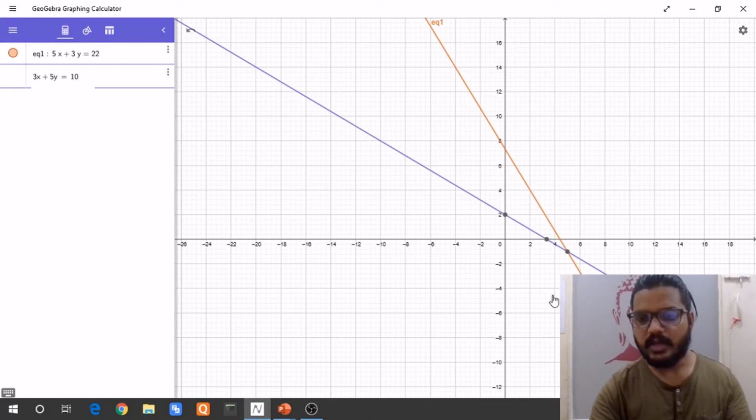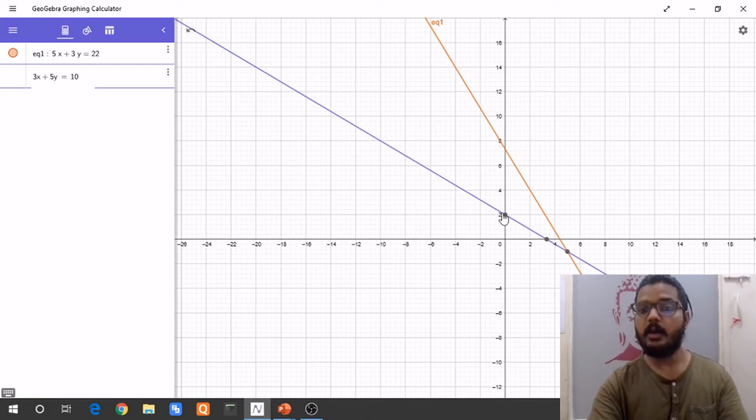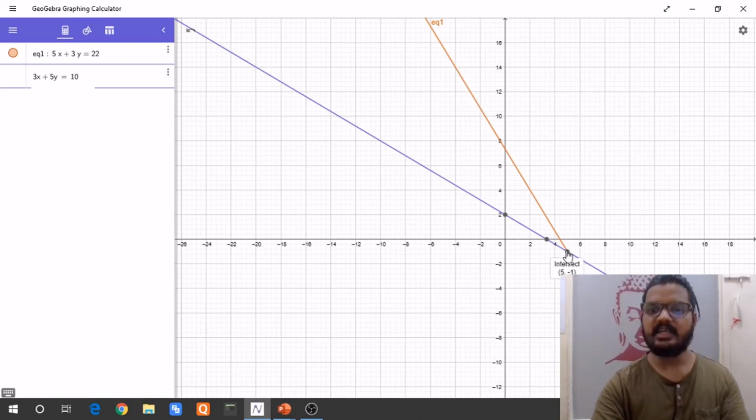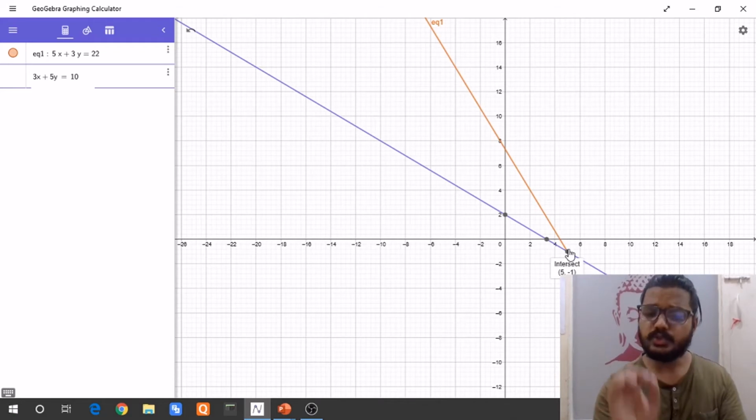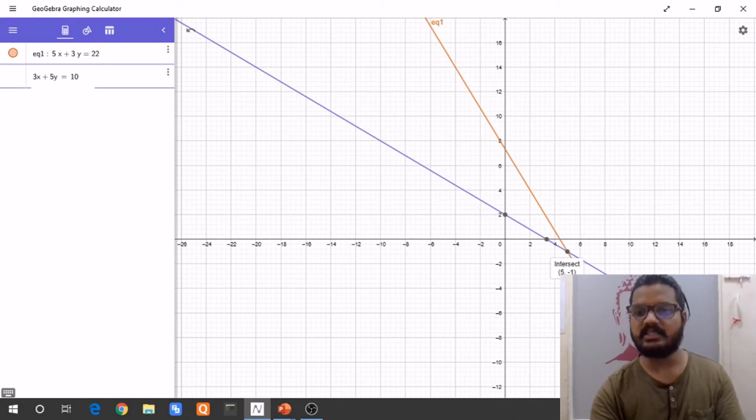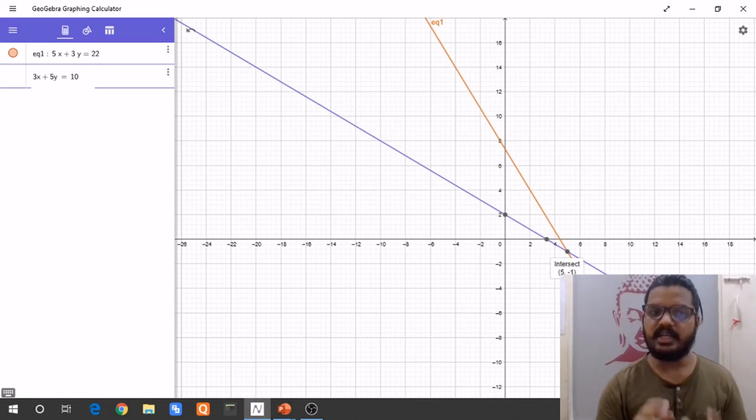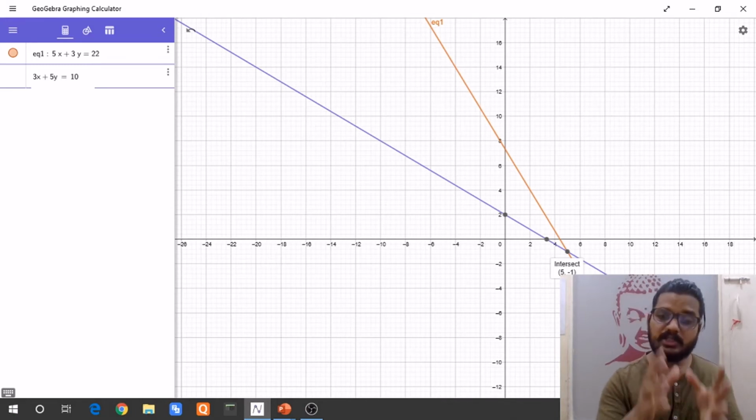Now students, if you observe carefully, both the lines are intersecting each other at the point 5 comma minus 1. Now students, you will be amazed. If you take this value, 5 as the value of x and minus 1 as the value of y, and put it in the equation, you will realize this value can satisfy this equation as well as this equation. So that's what simultaneous equation means. When you come to 9th grade and 10th grade, you will solve this with the algebraic method to find out these 2 values only.